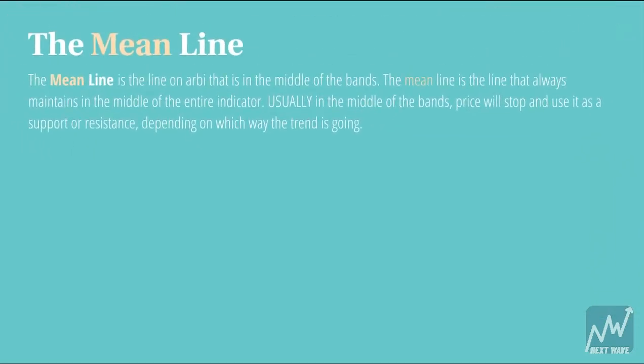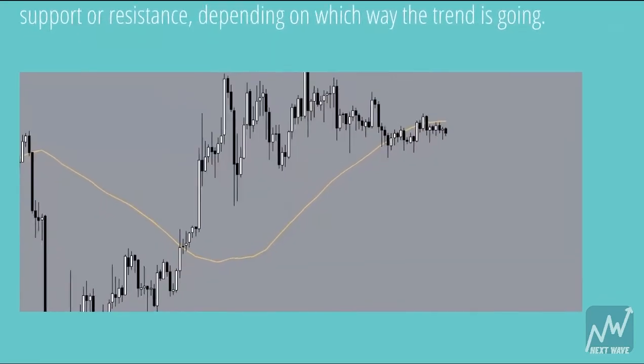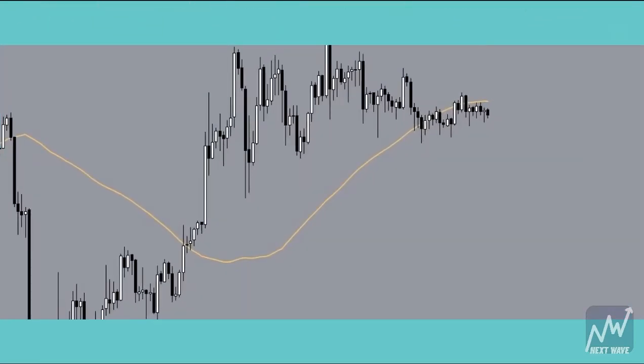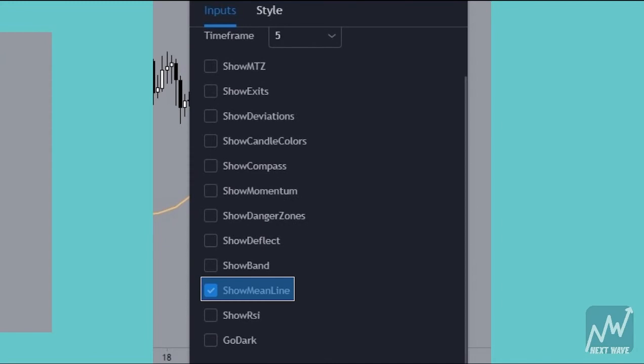The mean line. The mean line is the line on Arbi that is in the middle of the bands. The mean line is the line that always maintains in the middle of the entire indicator. Usually, in the middle of the bands, price will stop and use it as a support or resistance, depending on which way the trend is going. Here's an example of the mean line. And you will use show mean line to toggle on and off the mean line.